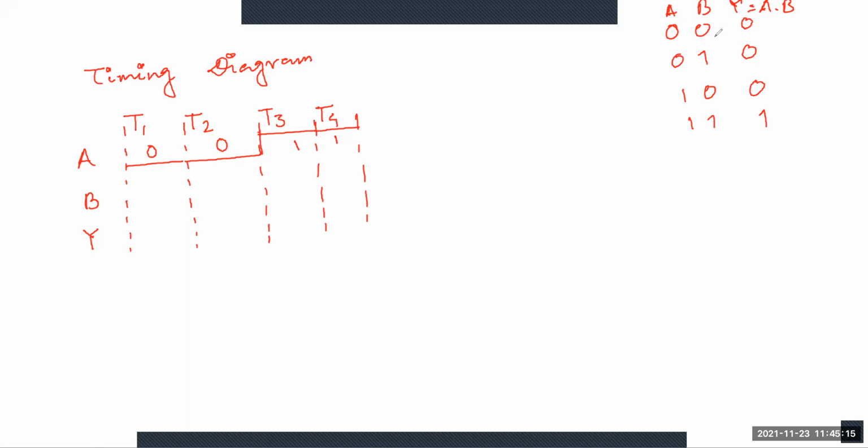Now for the case of B, the combination is 0 1 0 1. So here this is 0, this is 1, again 0, and this is 1. So this is 0 1 0 1, and the output is 0 0 0 1. So this is 0 0 0, and this is 1.